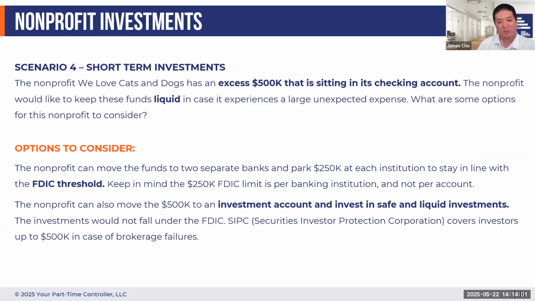The nonprofit can also move $500,000 to an investment account and invest in safe and liquid investments. The investments will not fall under FDIC. It would fall under SIPC, and SIPC, as it's known, covers investors up to $500,000 in case of brokerage failures. So that's not $500,000 in bad investments. It's in case your brokerage fails, they will help you recoup some of your assets.